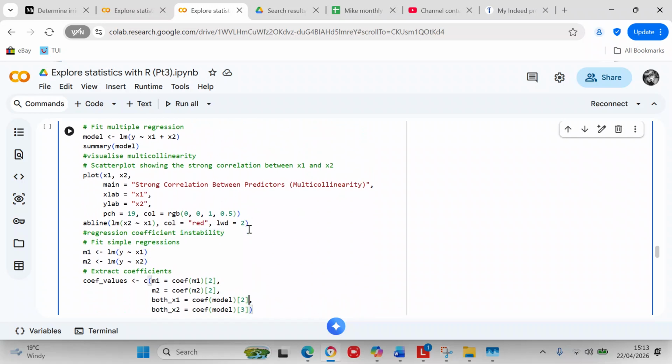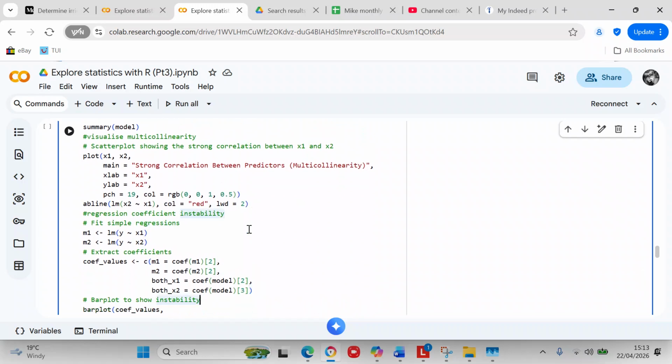So now, after we summarize the model, we're going to visualize the multicollinearity. We're going to create a scatter plot showing the correlation between x1 and x2. So plot(x1, x2, main, which is your title, is "Strong Correlation Between Predictors (Multicollinearity)". xlab is the label on the x-axis, being x1. ylab is the label on the y-axis, being x2. And pch is the dot type, 19.